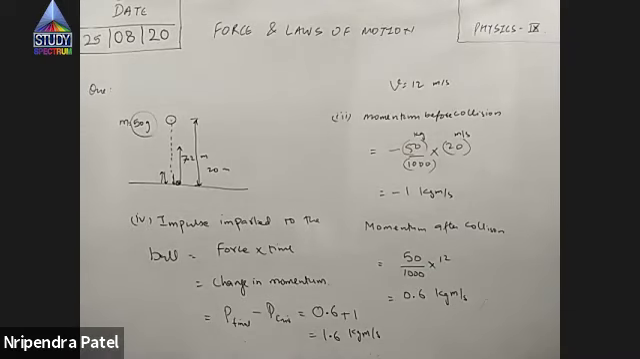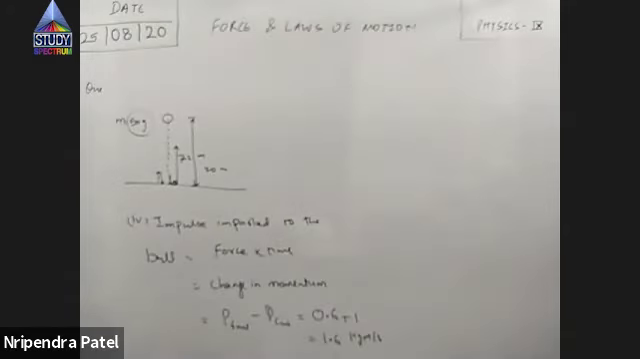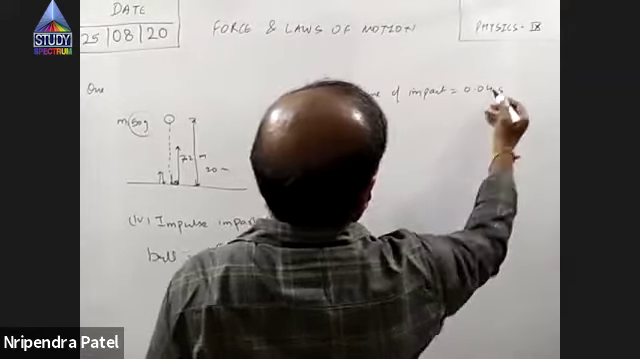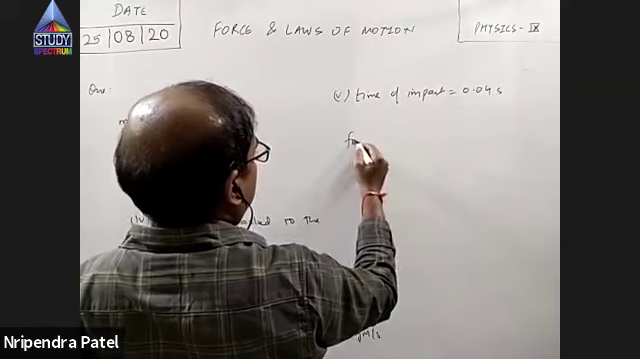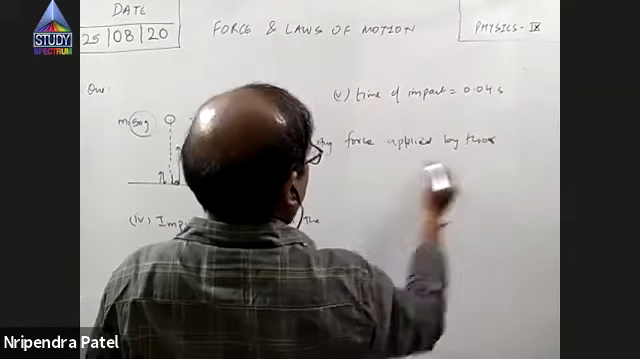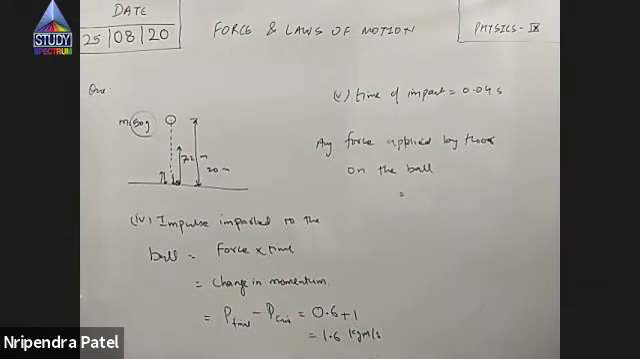So that's your answer. Now, next I have asked, time of impact is 0.04 seconds, I have given. Find the average force applied by floor on the ball. The floor, on which the ball falls, the floor must have applied a force on the ball, due to which momentum of the ball changes by 1.6 kg meter per second. Question is, what is the average force applied by the floor on the ball?